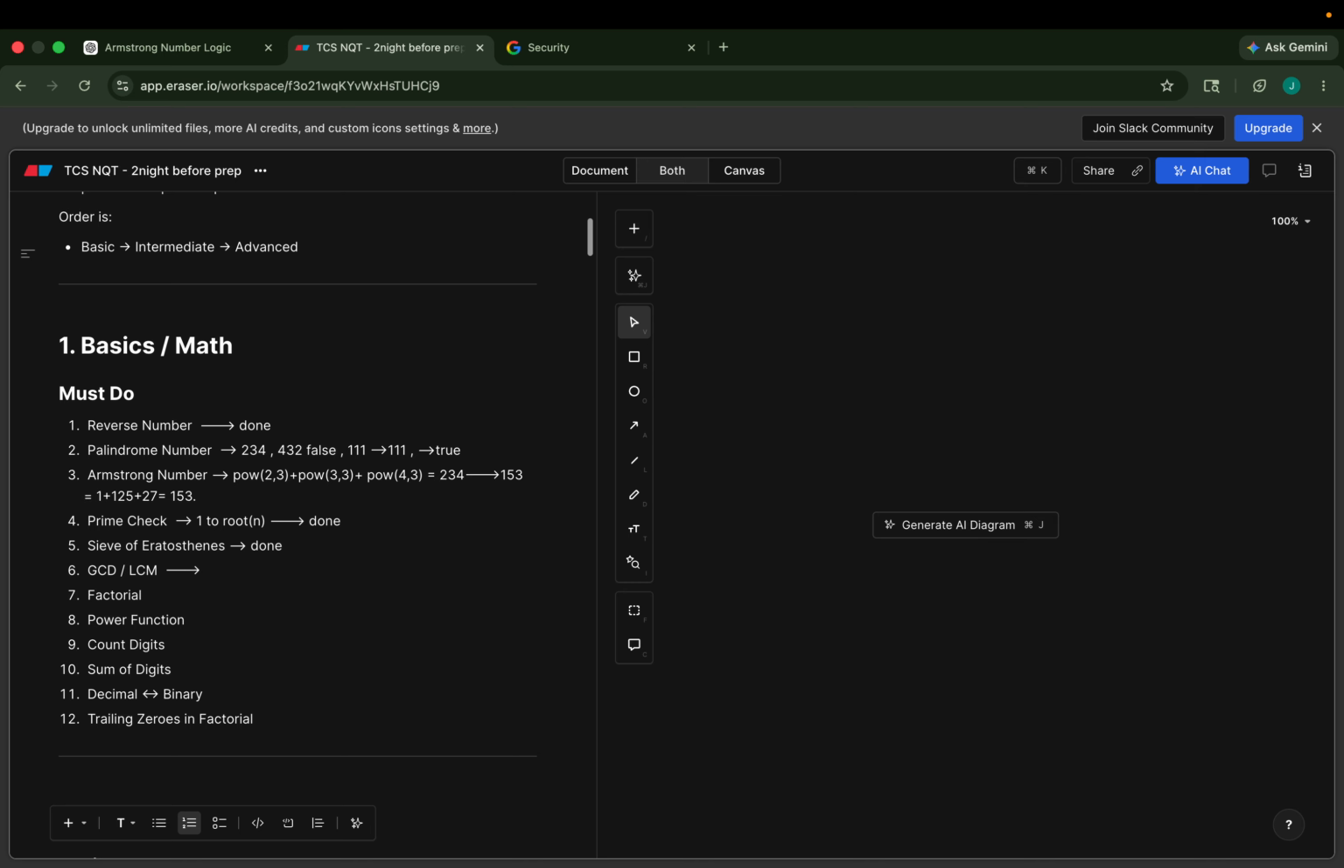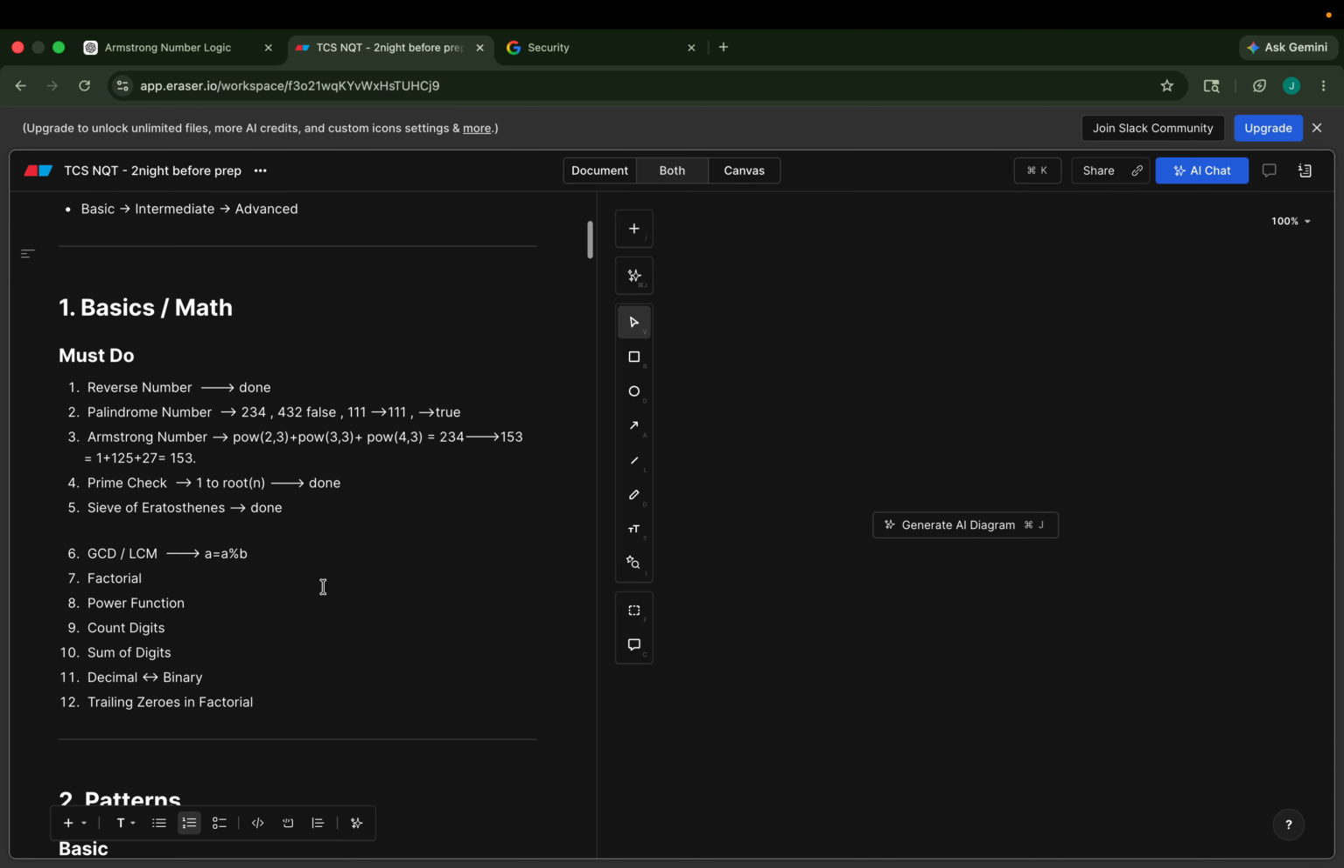GCD and LCM. I got scared of this, I don't know why. Till I learned the long method, I was good. But the day I got to learn the short method, something like A is equal to B, something like A divide B, then I got finished. So we'll get this here. Okay.